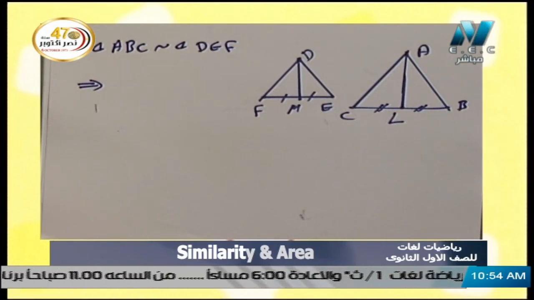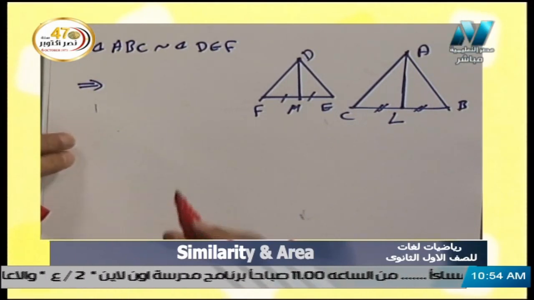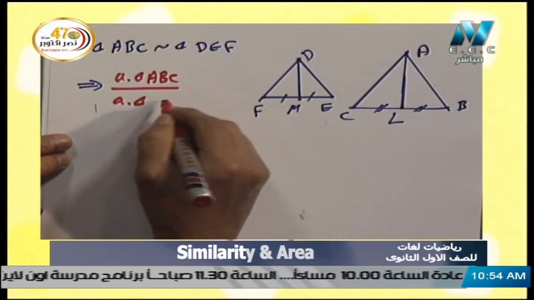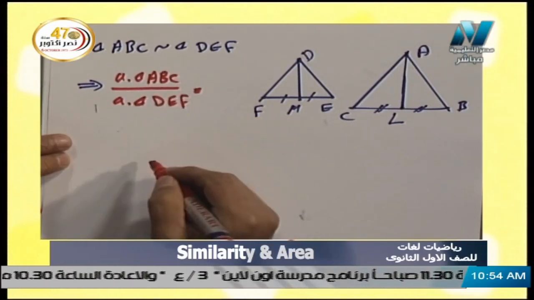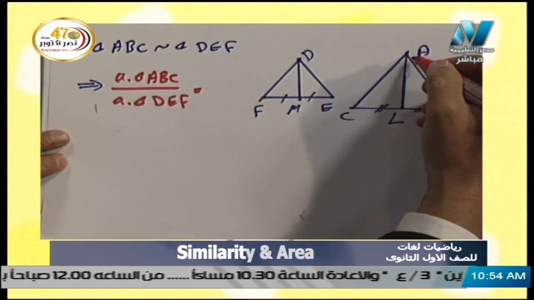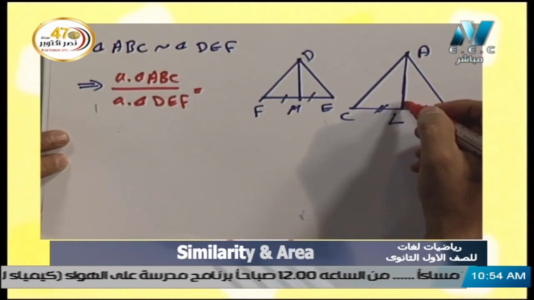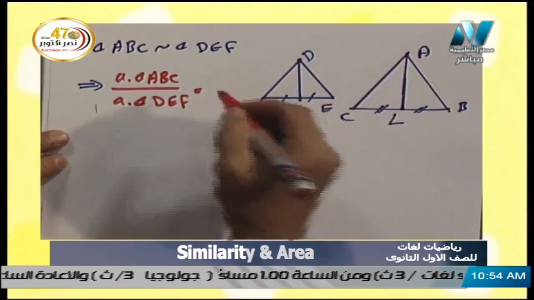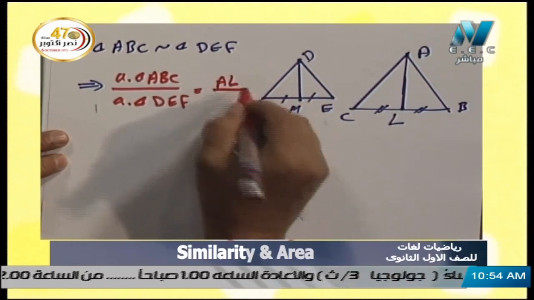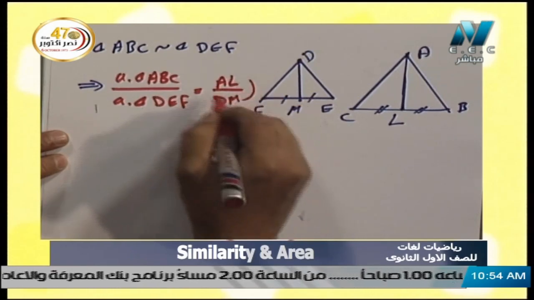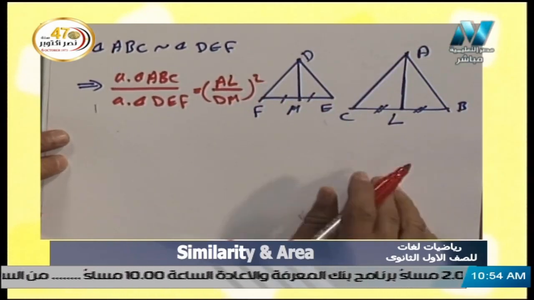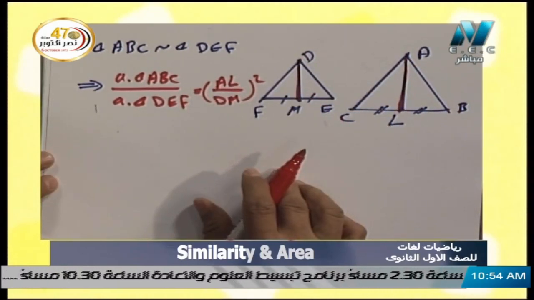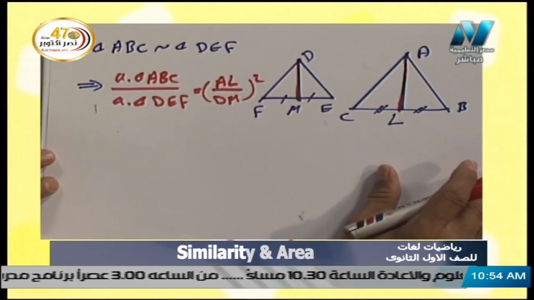So now we will deduce that the area of triangle ABC over the area of triangle DEF equals the median EL to the power 2 over the median DM to the power 2 also. And we can say that it's equal AL over DM all to the power 2. So we will consider now that the ratio of the two medians equals the ratio of similarity of the two triangles.